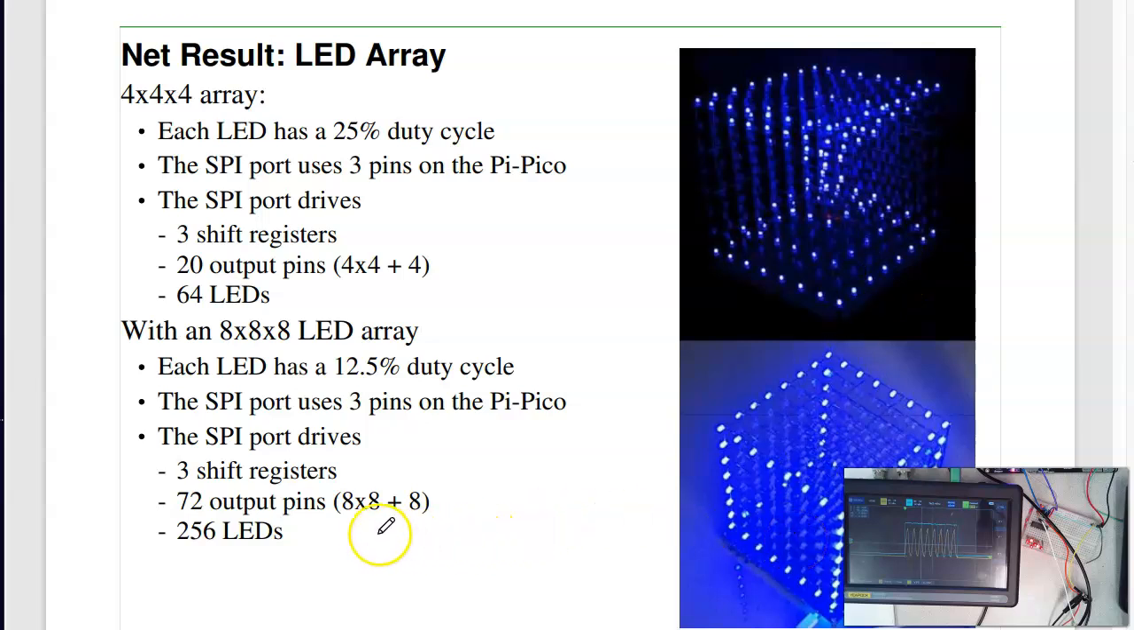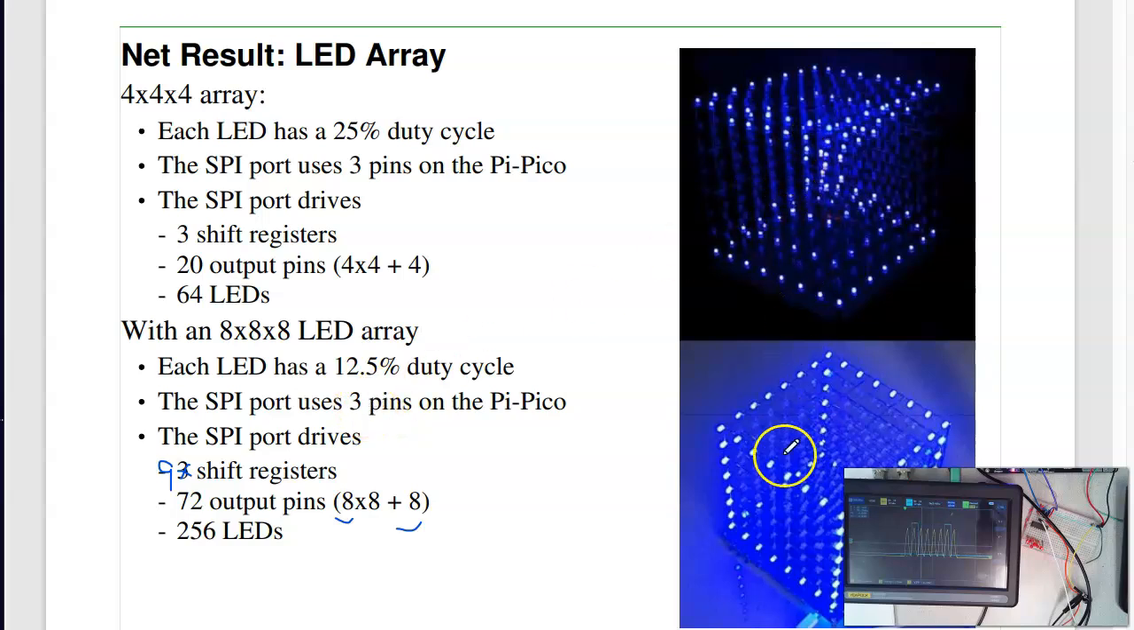64 verticals is 8 shift registers at 8 bits each. Plus I've got 8 levels. I'll have another shift register to say which level I'm turning on. The net result is 72 I/O pins or 9 shift registers. And with that, I'm controlling 256 LEDs using just 3 pins from the Pi Pico.